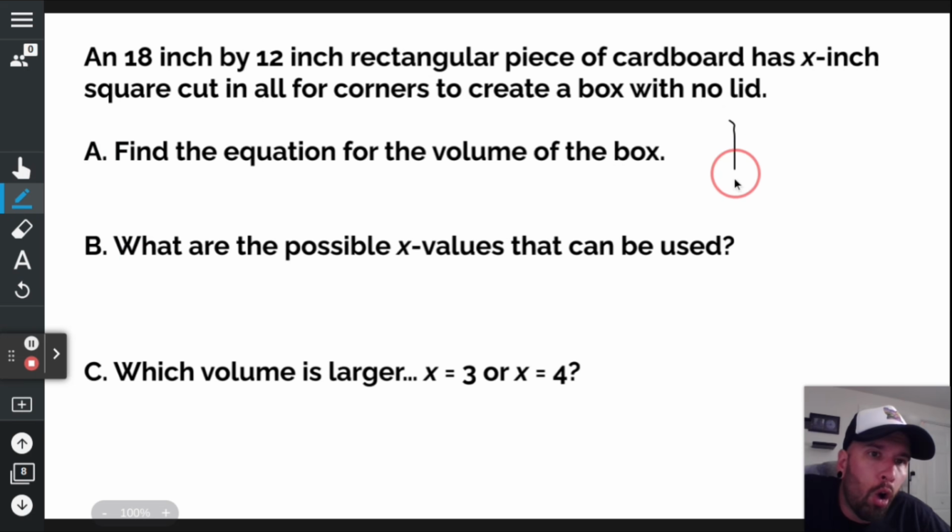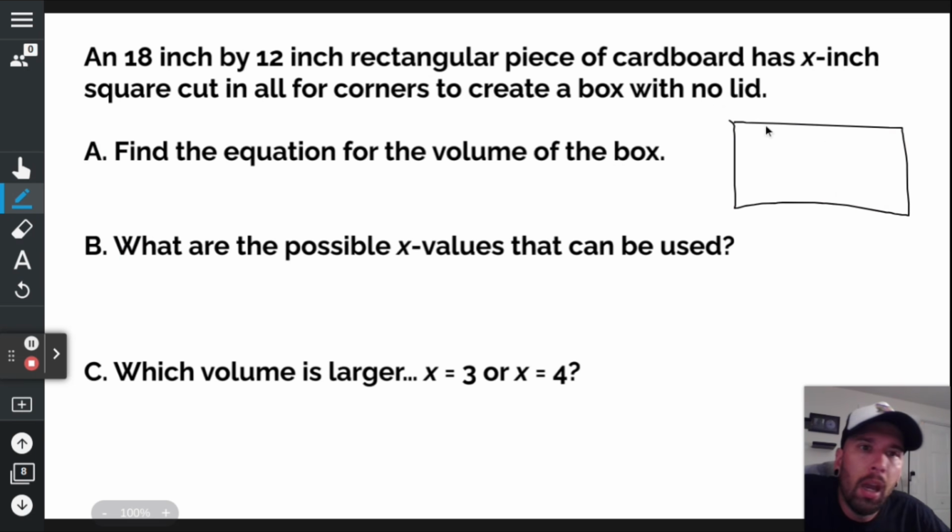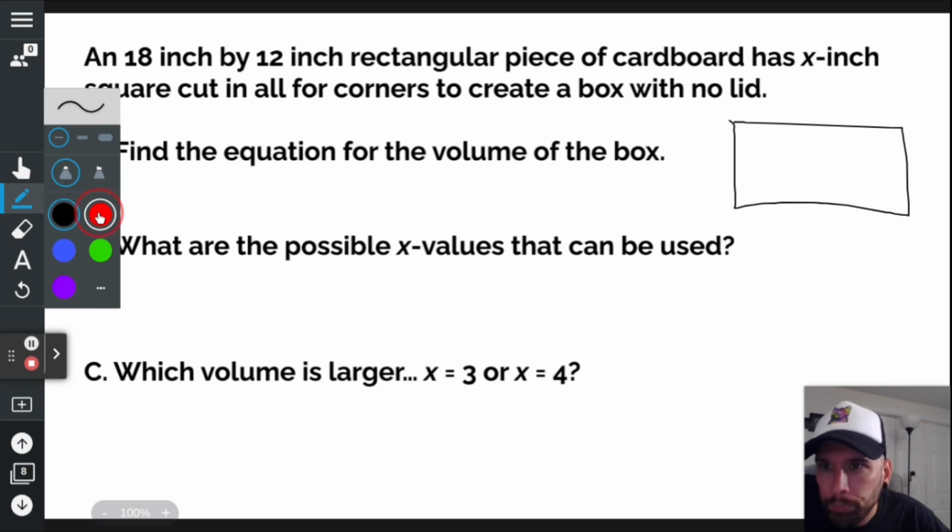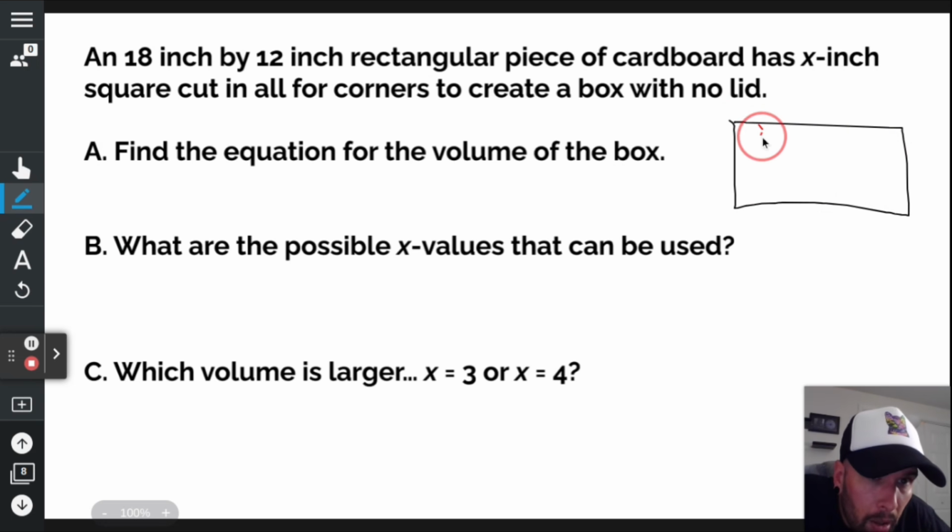I'm going to draw a rectangle. As you can see, everything is perfect. And according to this, I cut out x-shaped corners, squares out of each corner.